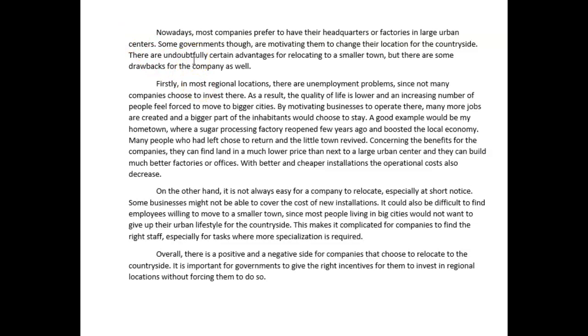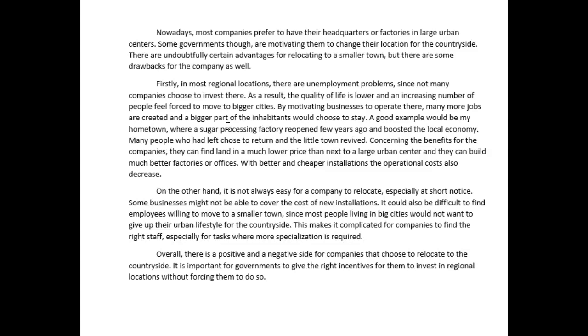Certain advantages to relocating to a smaller town, but there are some drawbacks for the company as well. Firstly, in most regional locations, there are unemployment problems since not many companies choose to invest there. As a result, the quality of life is lower, and an increasing number of people feel forced to move to bigger cities. By motivating businesses to operate there, many more jobs are created, and a bigger part of the inhabitants, that's a weird word, a greater portion, or maybe a greater proportion would be good to hear too, of the inhabitants would choose to stay.